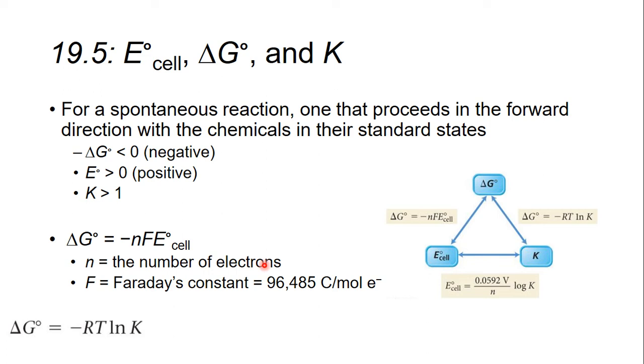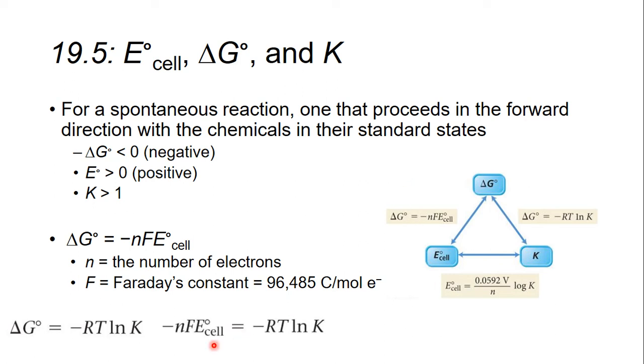The other equation we have is delta G equals minus RT ln K. R is the gas constant and T is temperature. So this is how you switch between an equilibrium constant and Gibbs free energy.